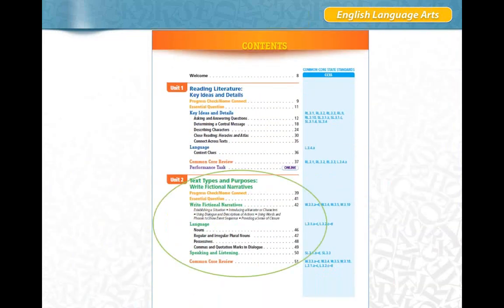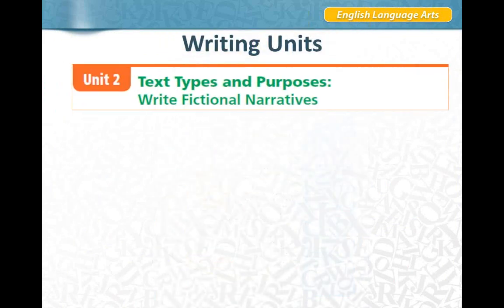Let's talk about the writing units. As I said, they follow each of the reading units appropriately, and they align to the reading unit by type and by theme. So there are 5 writing units.